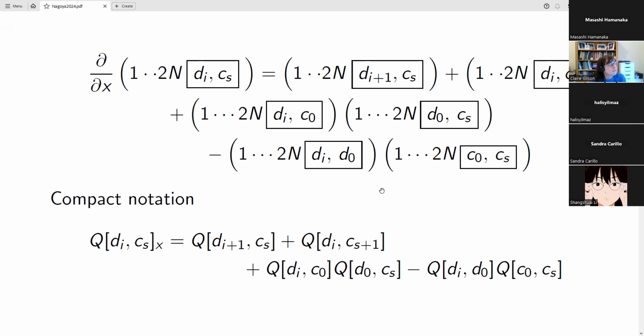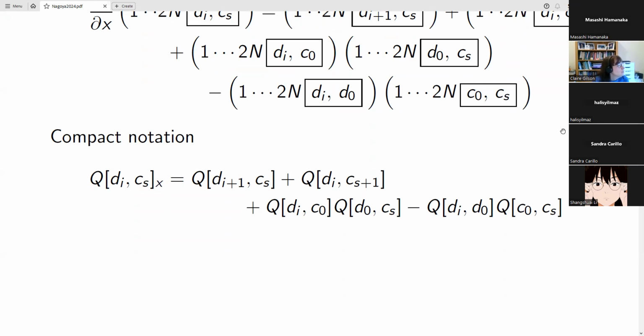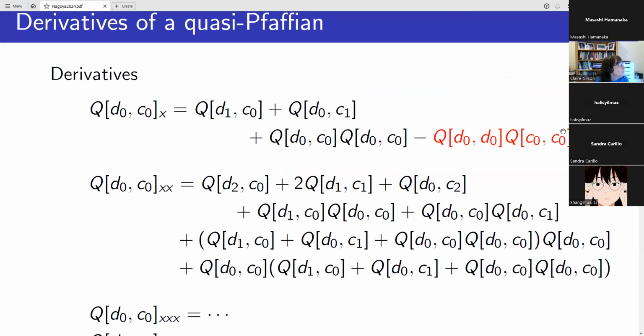I'm going to use some very compact notation here. My notation is a little bit varied, I'm afraid, but this is just notation where I'm not worrying about the common rows and columns. I'm just worrying about different rows and columns. So I've got a simple derivative here, and I'm just calling my quasi-determinants Q. Okay, so if I start doing more derivatives, what do I get? So this is one derivative.